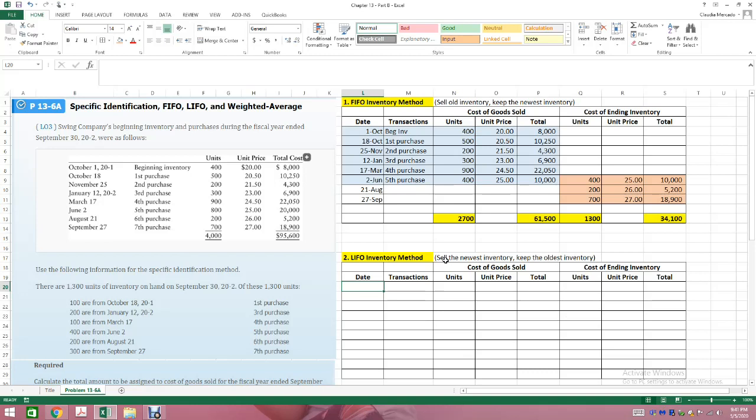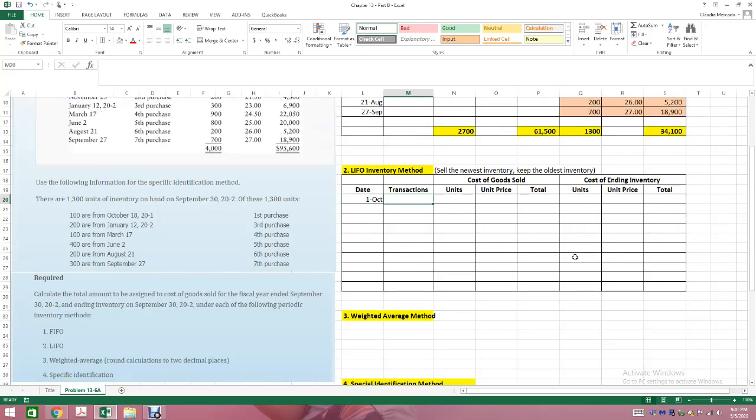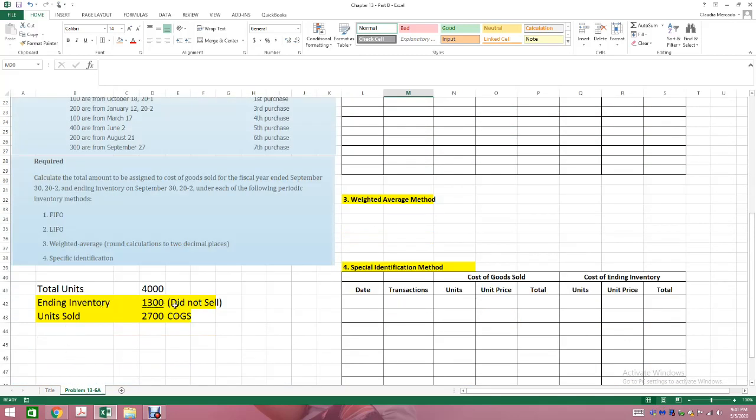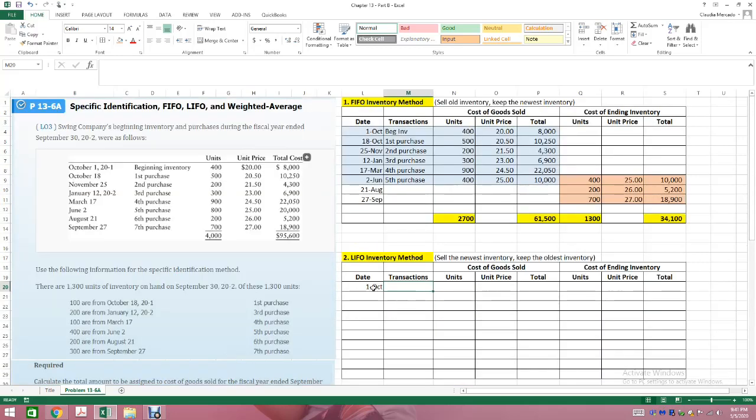So, this one's going to be a little bit backwards because now I am keeping the oldest inventory, okay? So, because I know that we are keeping the oldest inventory, I'm going to calculate my ending inventory first, okay? So let's start with that, okay? That October 1st transaction, that's my oldest inventory. I'm keeping it, okay? So if I'm keeping it, I am calculating my 1,300 units. Those are the ones that I did not sell, okay? And remember, I'm selling the newest and I'm keeping the oldest. And I am keeping 1,300 of my oldest inventory, okay?